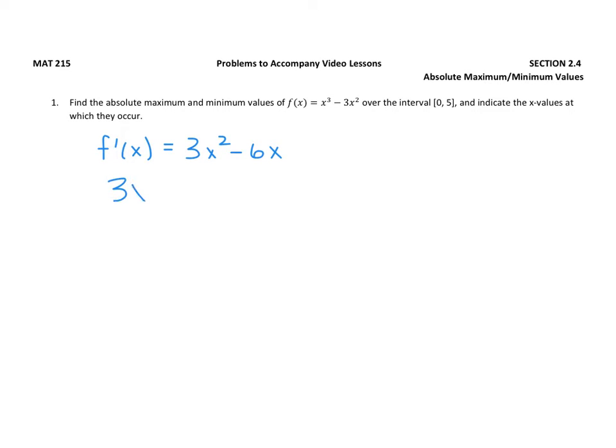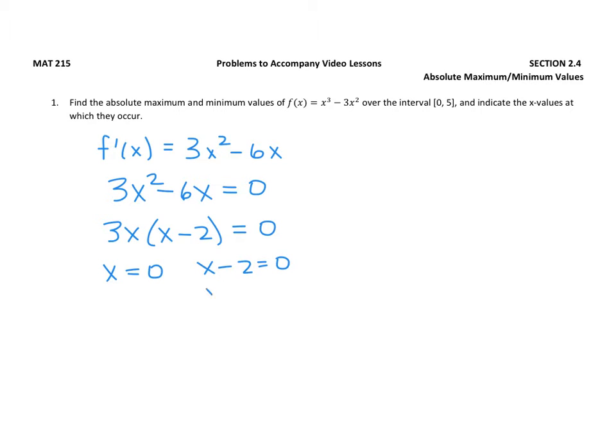So setting 3x squared minus 6x equal to 0, we can factor out a 3x out of both terms. Then we're left with an x minus 2 equal to 0. Setting each factor to 0, we get x equal to 0, and then x minus 2 equal to 0, so we get x equal to 2. So our two critical values then are x equals 0 and x equals 2.